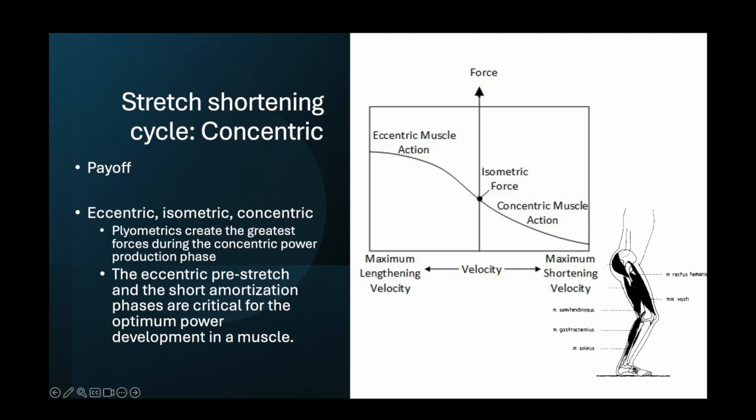And then the concentric. This is your payoff phase. With a plyometric, you create that greatest force during the concentric power production phase. And if you have seen this before, the concentric has the lowest amount of force compared to the eccentric. That's why the pre-stretch and the amortization phases are critical for optimal power development when you do a plyometric, just because the concentric is the weakest of the three. So you need that quick eccentric to blast back up.